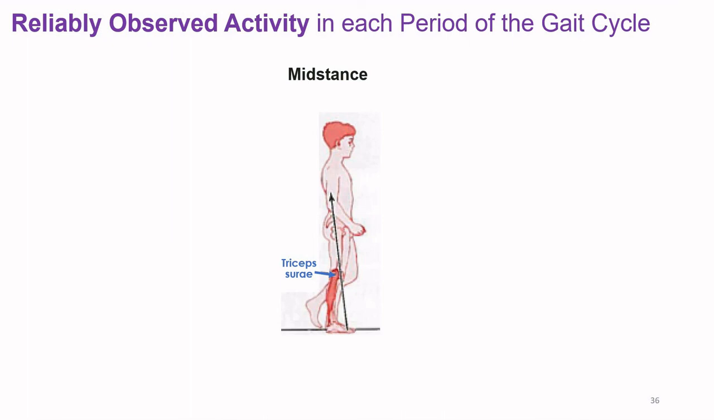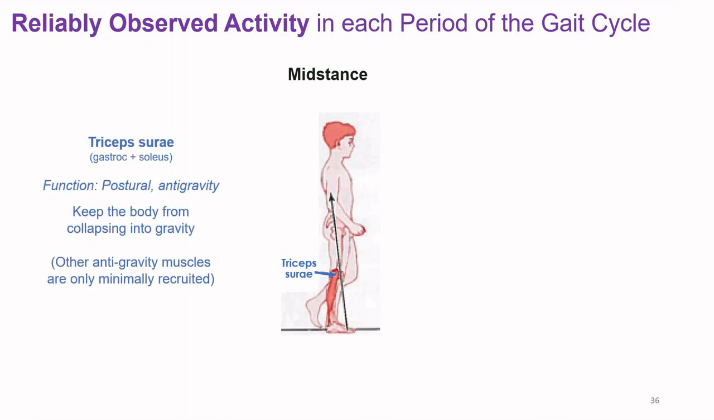In mid-stance, we see the triceps surae recruited. Here, the gastroc and the soleus are performing an anti-gravity function, and they're keeping the body from collapsing into gravity. Other anti-gravity muscles are only minimally recruited, or are not seen to be reliably recruited.